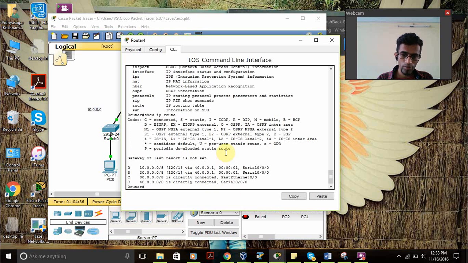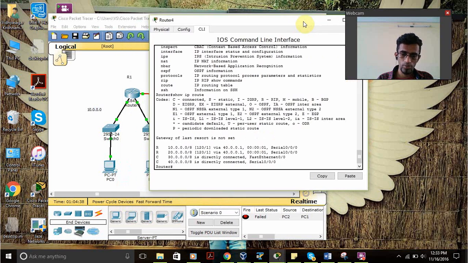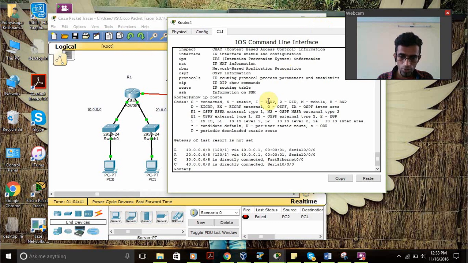So this is the routing information. This is the routing table of R2. So if you could see here, these are the directly connected networks 30.0 and 40.0, and these are routed through the RIP protocol. So this is this network, and this is the next hop. This is the serial port through which it has to be accessed. So that's how it is.